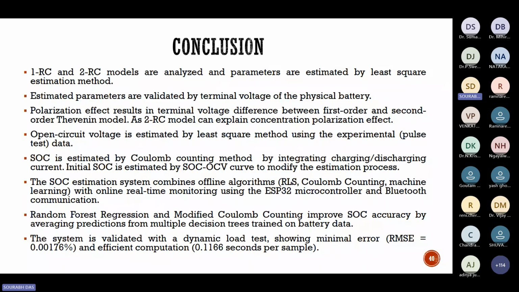And the system is validated with a dynamic load test showing minimal error. Mean RMSE is 0.00176% and efficient computational time is 0.1166 second per sample.